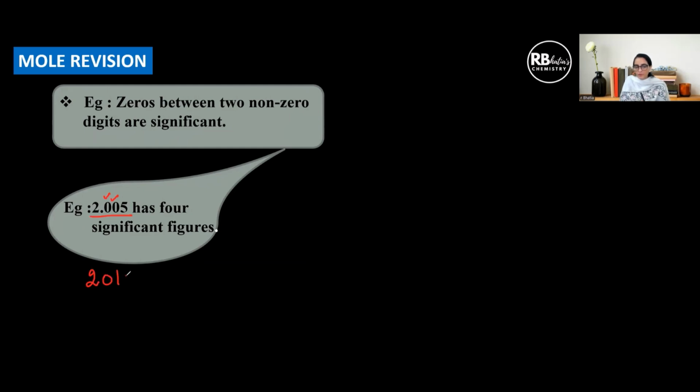Similarly, the number was 20101. This also will have 5 significant figures. We're going to count both these zeros under significant figures. Even if we had a number like 3.0000003, with any number of zeros, all the zeros between two non-zero digits are counted as significant. So this number is going to have 7 significant figures. I hope this is clear.